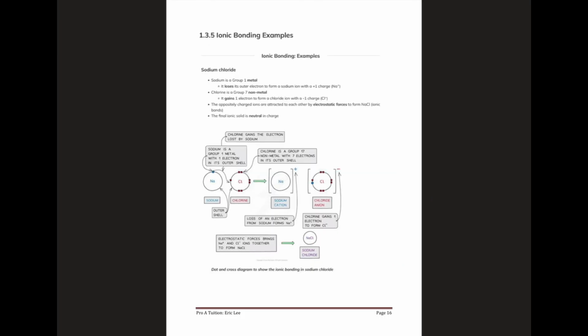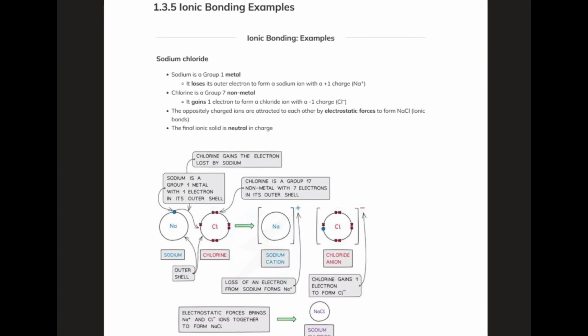Okay, so they become cations, and this becomes anion, then they attract each other, then they form ionic bond. So the electrostatic attraction between oppositely charged ions is the ionic bond. Okay, let's move on. Ionic bonding examples.